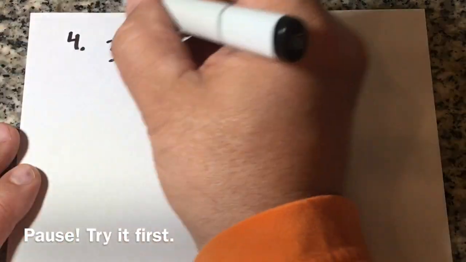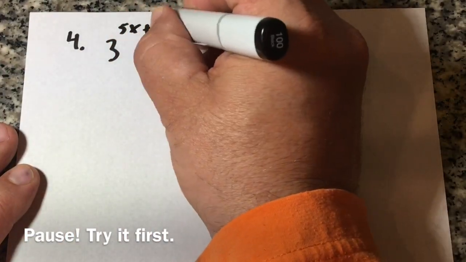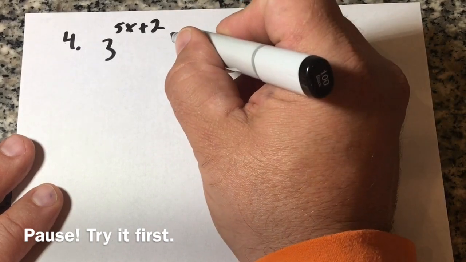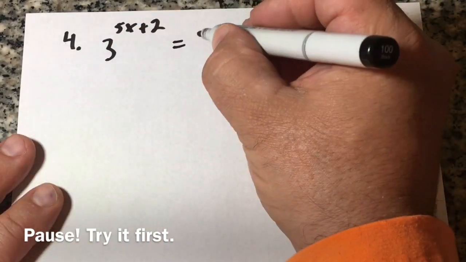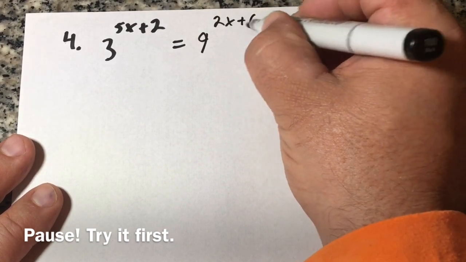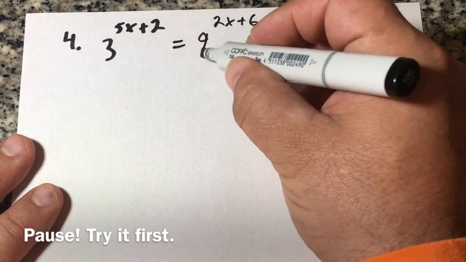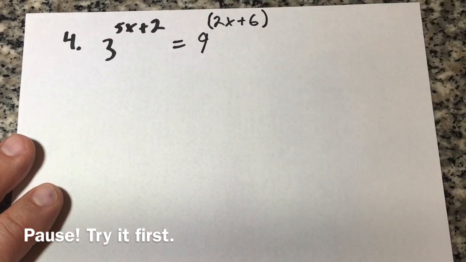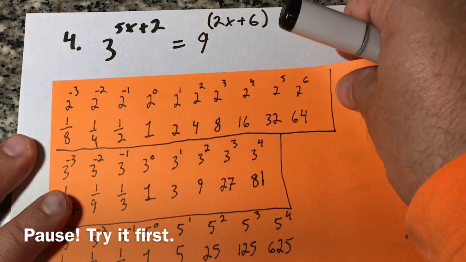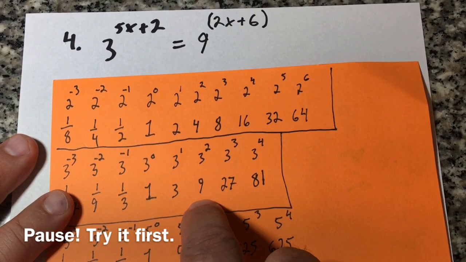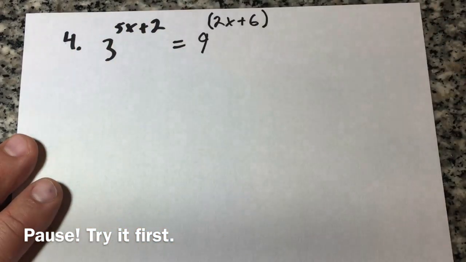3 to the 5x plus 2 equals 9 to the 2x plus 6. And again, I'm going to rewrite this as a power of 3. So I'm going to wrap that 2x plus 6 up. And I think we all know that 3 squared is 9. That 9 can be rewritten as 3 squared. So I'm going to rewrite it.